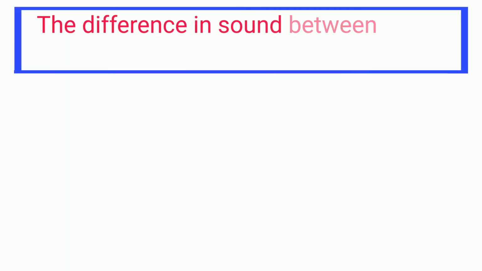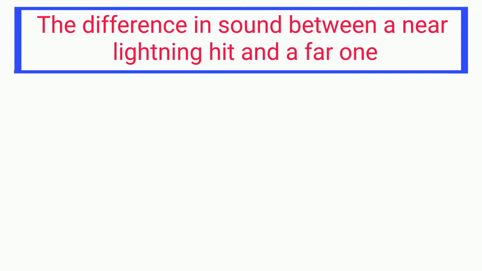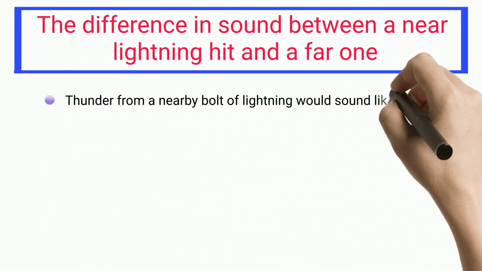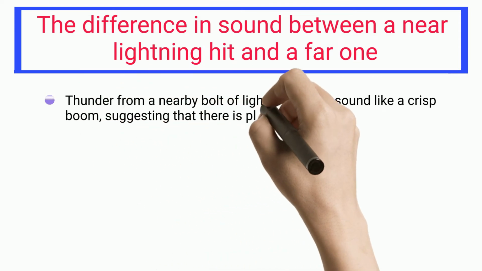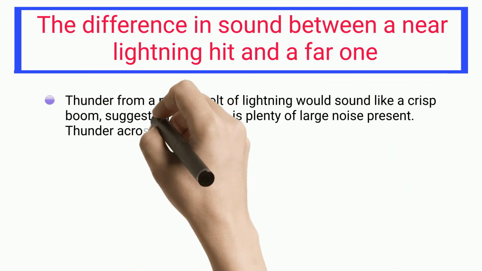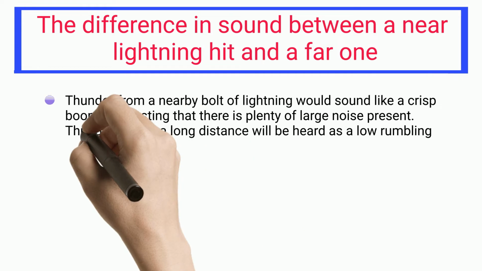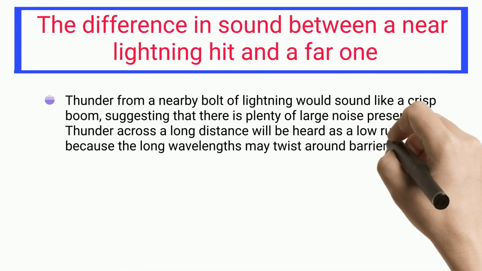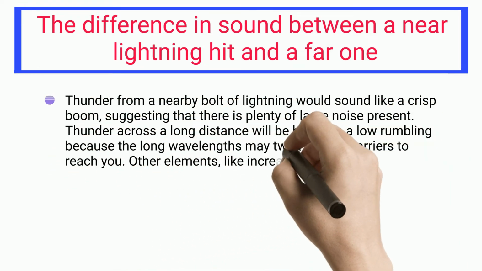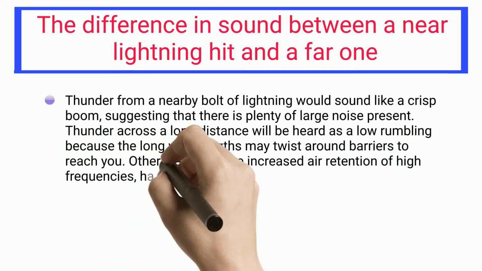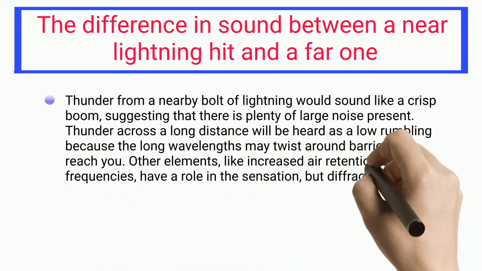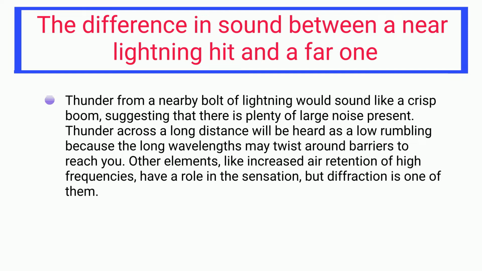The difference in sound between a near lightning hit and a far one. Thunder from a nearby bolt of lightning would sound like a crisp boom, suggesting that there is plenty of high-frequency noise present. Thunder across a long distance will be heard as a low rumbling because the long wavelengths may bend around barriers to reach you. Other elements, like increased air absorption of high frequencies, have a role in the sensation, but diffraction is one of them.